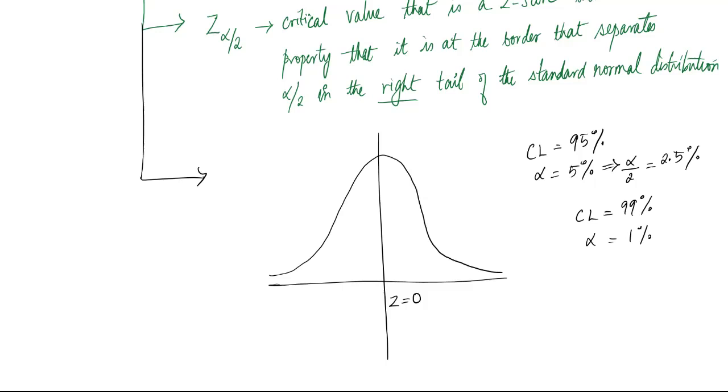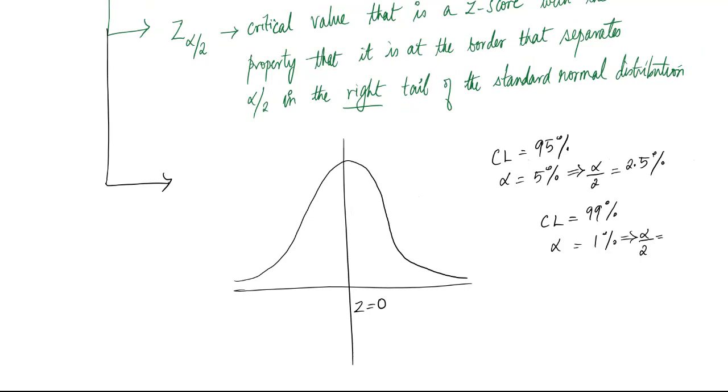And that alpha has to be divided into two parts. So that's going to be 0.5%, because it's half a percent for each tail. And likewise, if your CL was 90%, alpha is a huge chunk, so that's 10%, which means alpha over 2 will be 5% for each tail. Does it make sense?